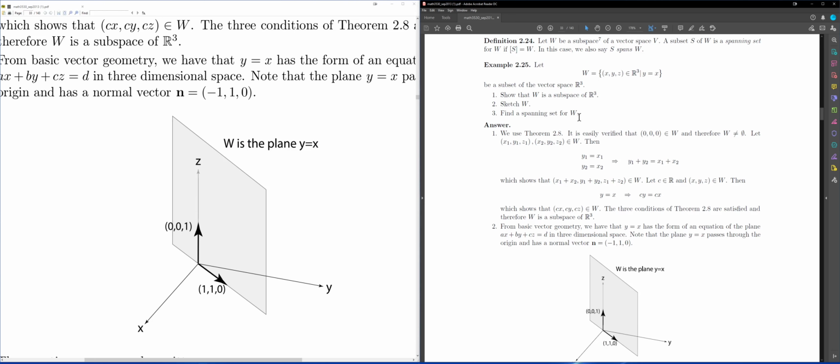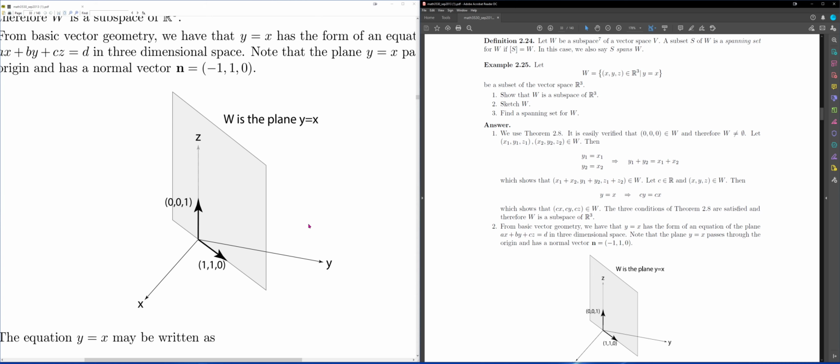So my final question is to find a spanning set for my subspace over here, W. What I want is some vectors such that when I take the linear combination of them, they will generate the entire plane for me. So you have a couple of ways to do this.